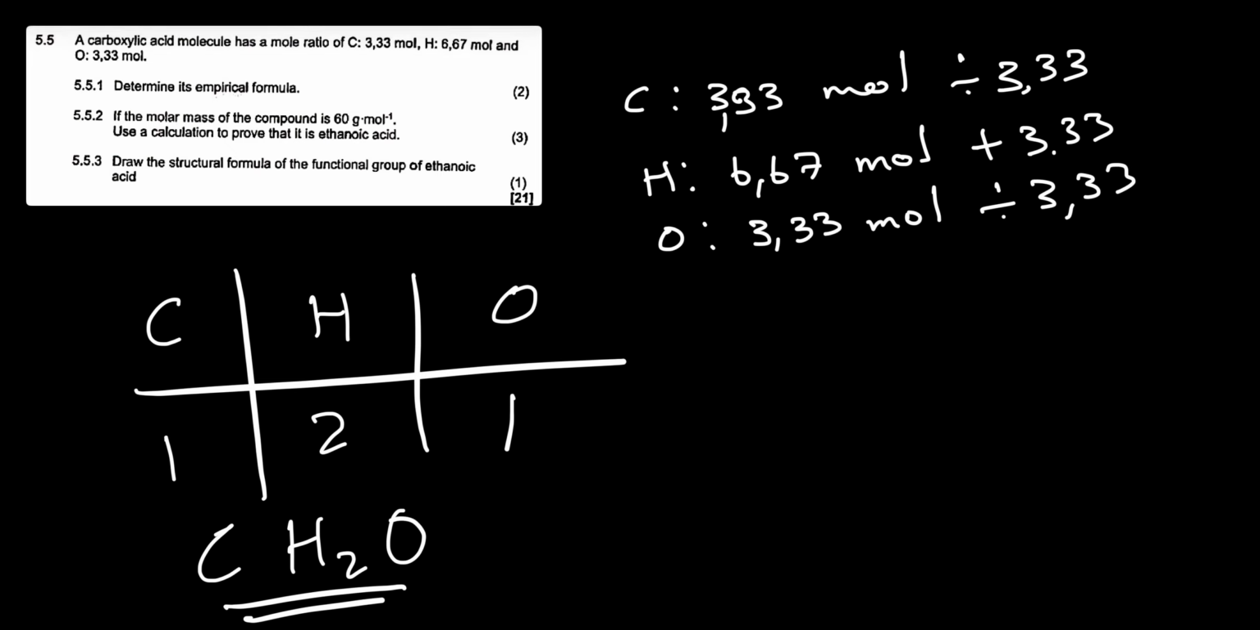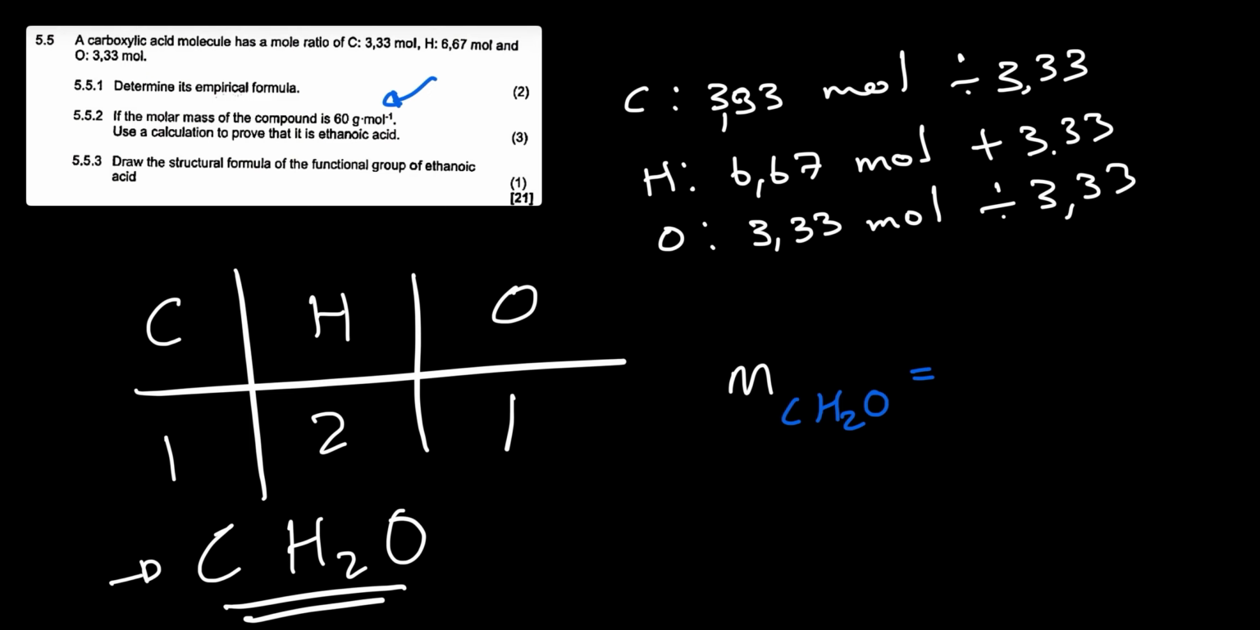So now the next question says, if the molar mass of the compound is 60 grams, now use your calculations to prove that this is ethanoic acid. So we are told that the molar mass of the compound, remember the compound that we have is this one, but now they told us that the molar mass is actually 60. So now we need to check what is the molar mass of CH2O. So we're going to use the periodic table to say what is the molar mass of CH2O.